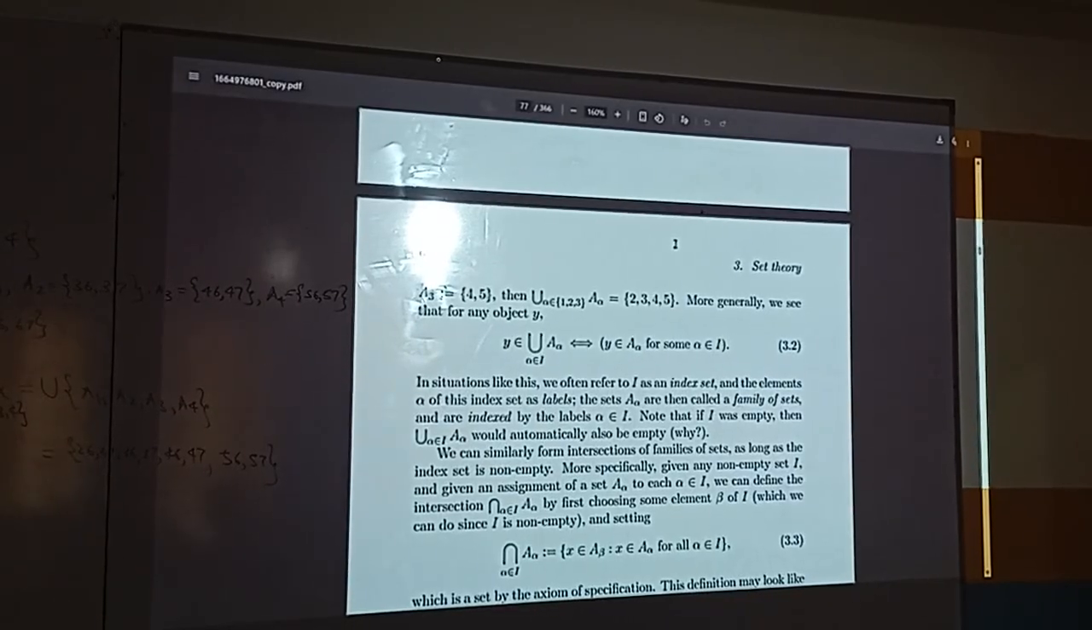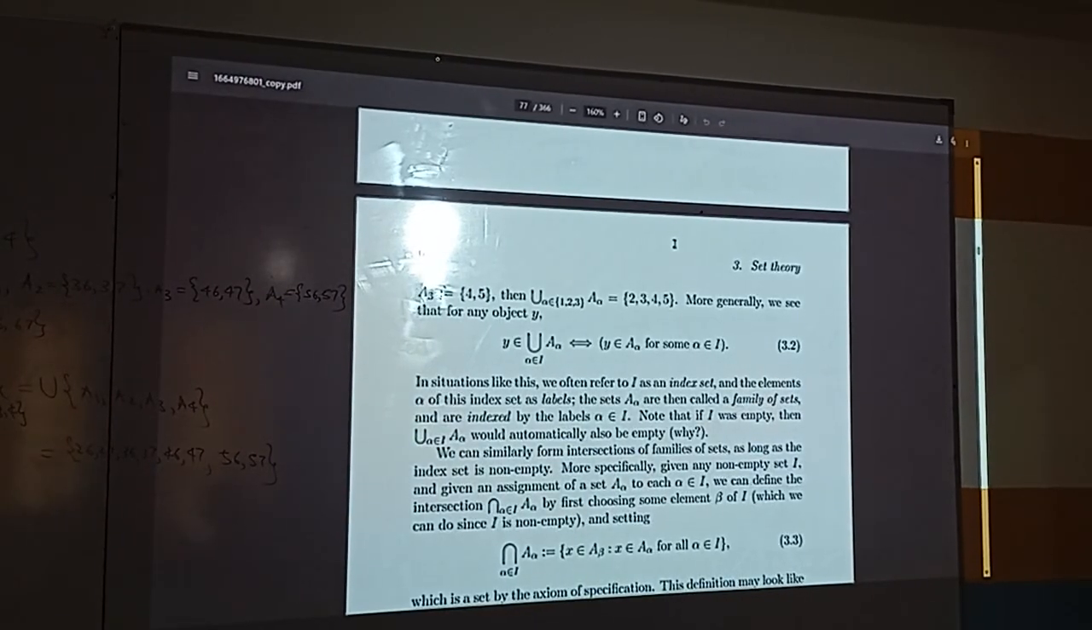Now we are similarly going to define intersections. We can similarly form intersections of families of sets, as long as the index set is non-empty. However, in this case, the index set must be non-empty. For the union, it can be empty. For the intersection, the index set must be non-empty.